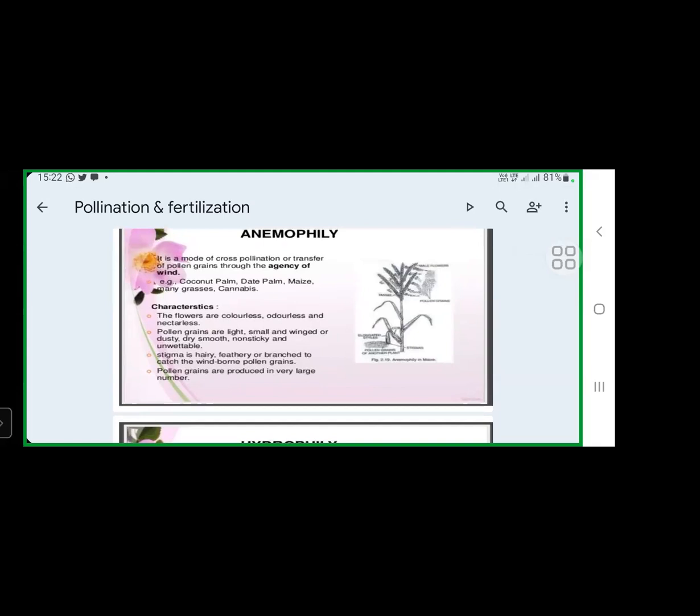Another characteristic of anemophilic pollination: the stigma is hairy, feathery, or branched to catch the windborne pollen grains. Similarly, the pollen grains are very small and lightweight, and they are produced in very large numbers. That is one cause of the anemophilic condition.